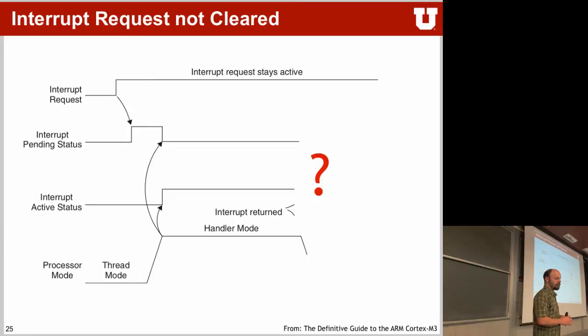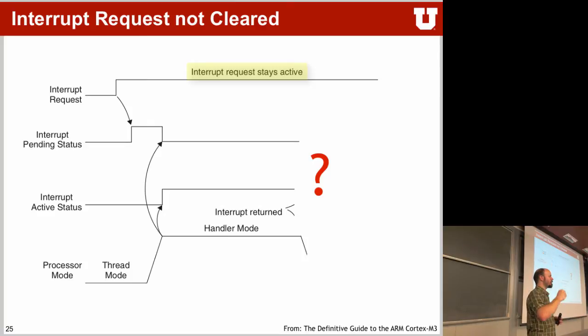Okay, little quiz. What happens in this particular case? What do you think will happen? You have an interrupt happen, the interrupt pending status bit will be set. We go into handler mode, clear the pending bit, but this is not being cleared yet. What happens if we execute the handler? Okay. Yes. What will happen? Do we execute the same interrupt handler twice? Who thinks we execute the same interrupt handler again?